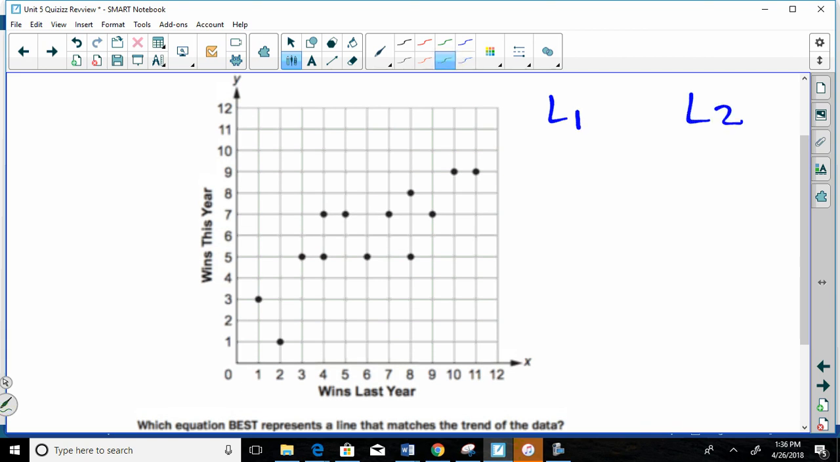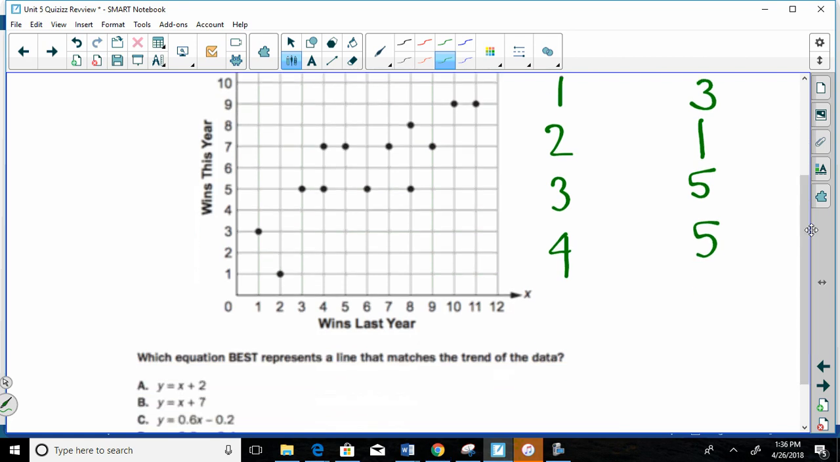So first, let's look at your x coordinate of your first one. What's your x coordinate of your first one? 1. And what's the y coordinate? 3. So the second one, what's your x coordinate? 2. And your y? 1. And then you go down the list. So 3, 5. We could put this in the calculator, can't we? Yeah, you're putting it into L1, L2.